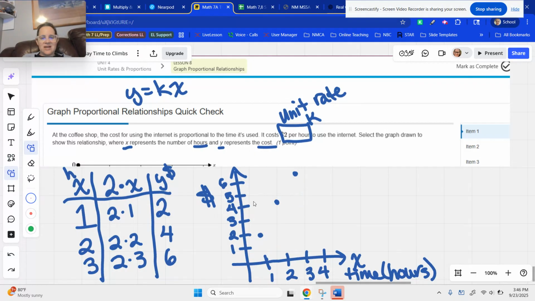But picture a line, okay, that goes through the origin and then through those points. Okay, how do I know it goes through the origin? Think about it. Okay, if X is the number of hours and Y is the amount of money, 0 hours means 0 money. If you don't use it, you don't have to pay for it. Okay, so look for a graph that looks kind of like that. And good luck with the rest of your work today.